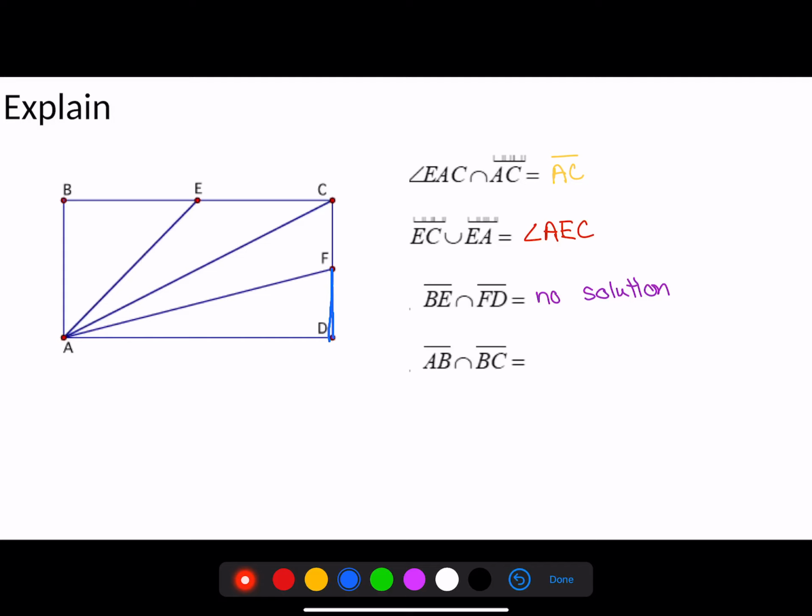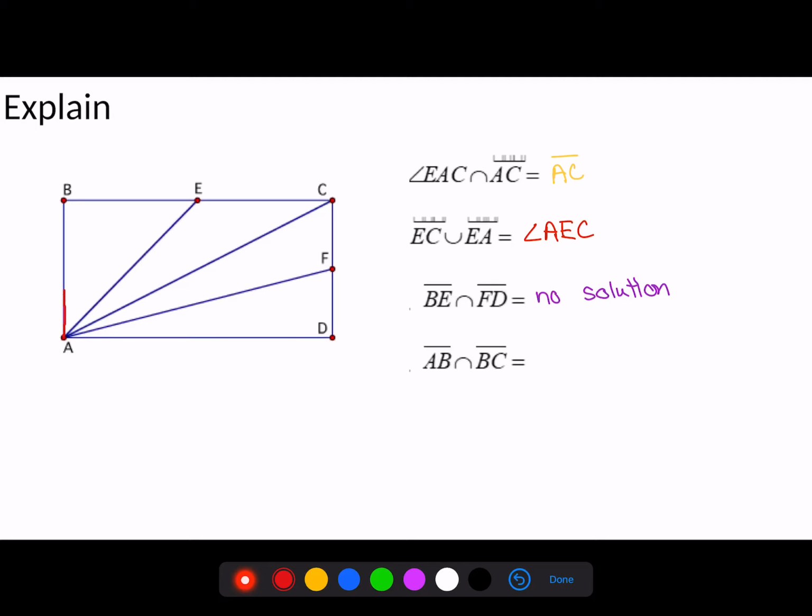So therefore, do these intersect each other at all? Well, no. If they don't intersect each other at all, again, we're dealing with just segment FD and segment BE, then our answer is no solution. If they're not overlapping each other anywhere, it's okay to have a no solution answer. So just keep that in mind. They won't touch, so therefore they won't intersect, so therefore there's no solution.